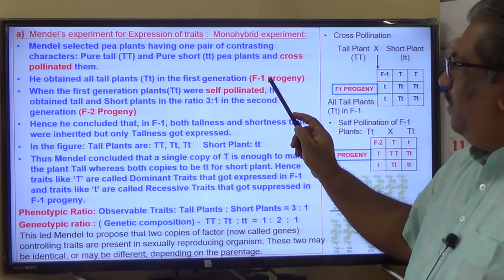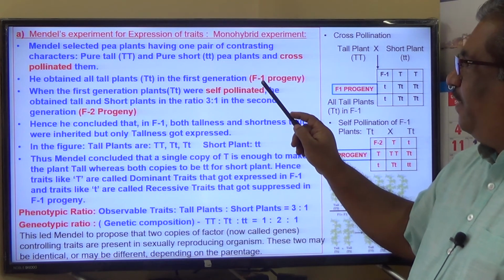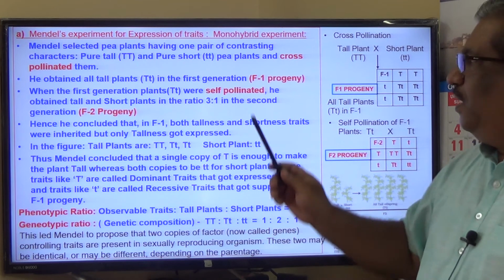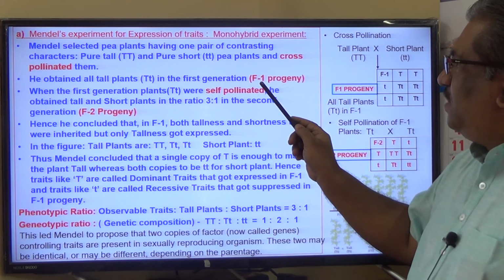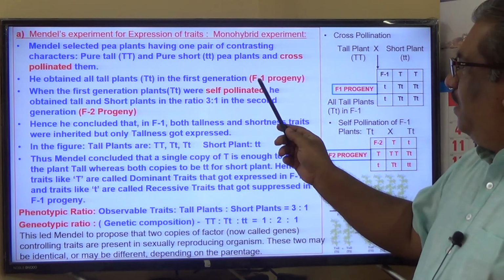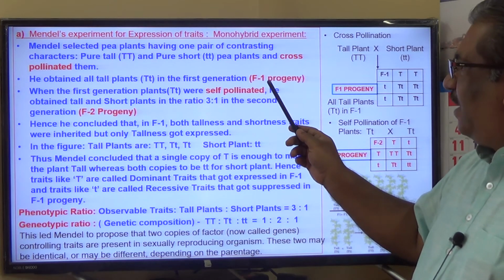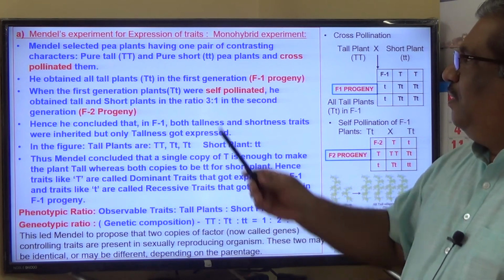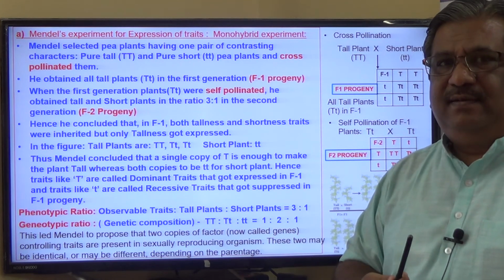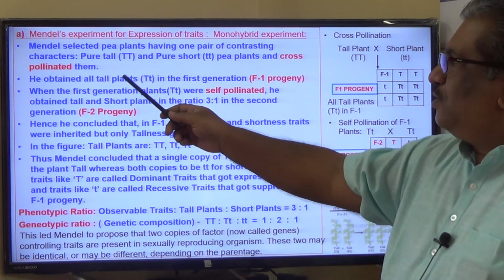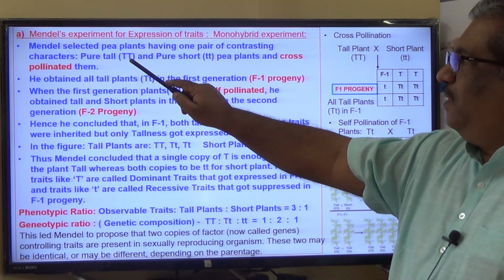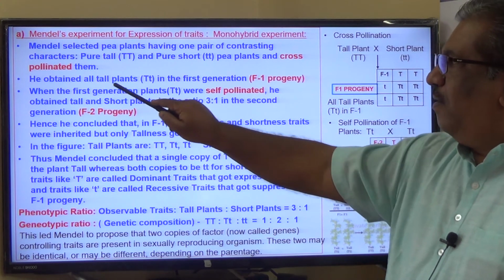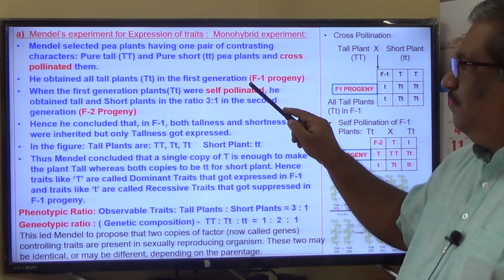In the F1 progeny, when these two plants were cross-pollinated, F1 progeny means offspring, the first generation. In the F1 progeny, or in the first generation, he obtained all tall plants. What happened to the shortness character? It's a question mark, isn't it? So when Mendel cross-pollinated pure tall and pure short plants, he obtained all tall plants in the first generation.